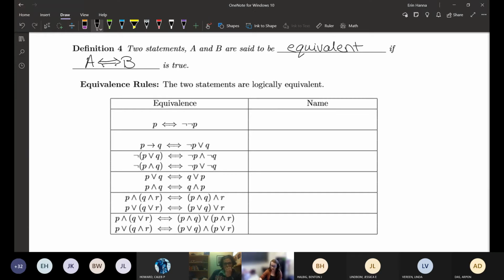Anyway, so they have names. This first one, where P is equivalent to not not P, is called double negation. If we have P implies Q, that is equivalent to not P or Q. This is called implication.